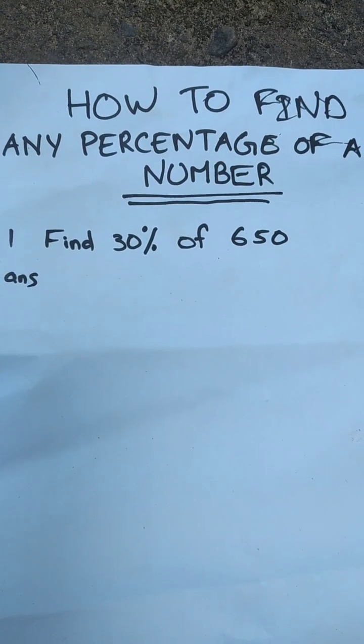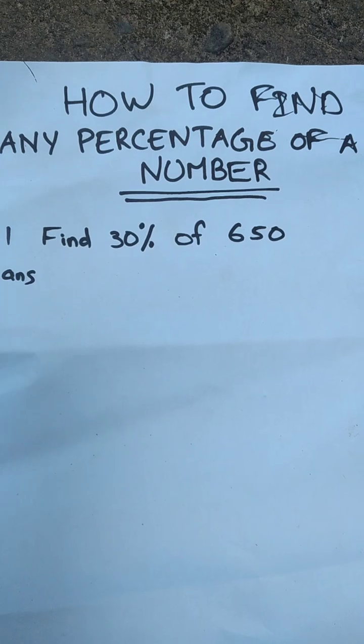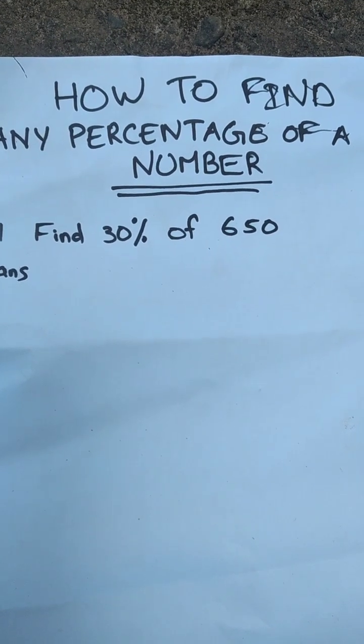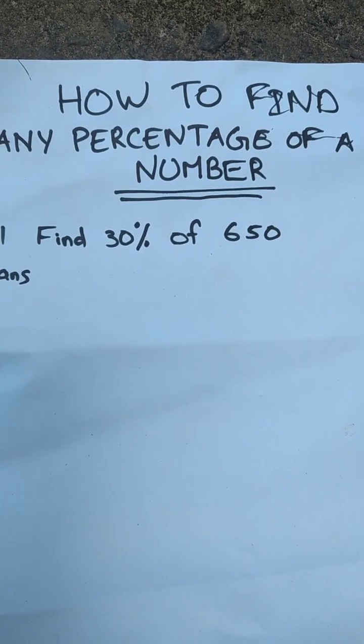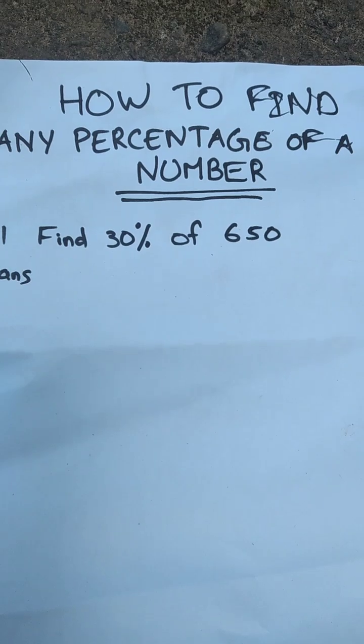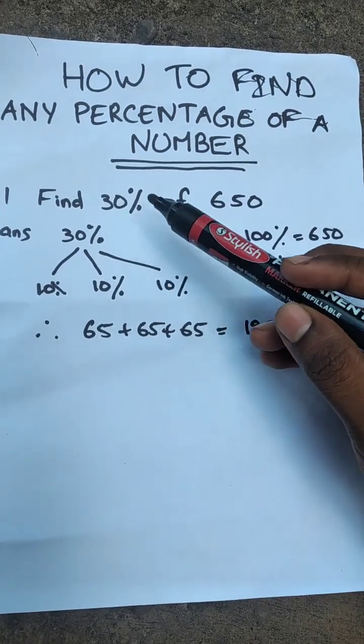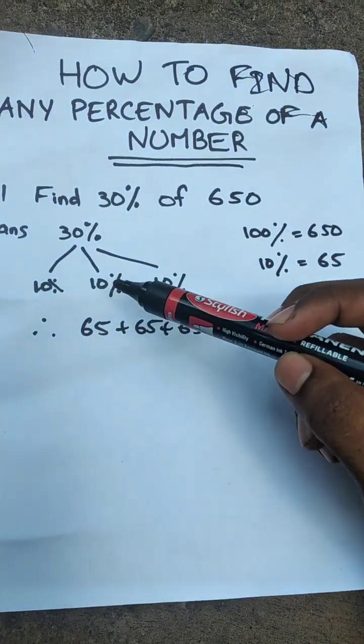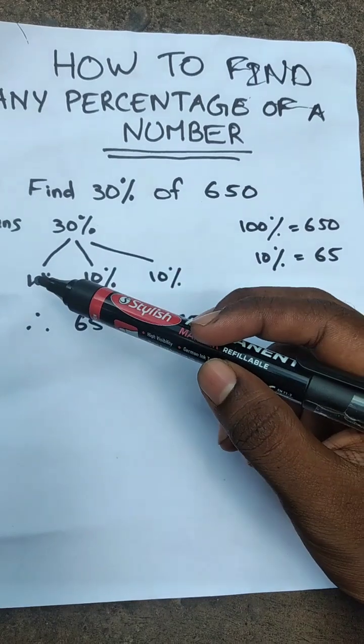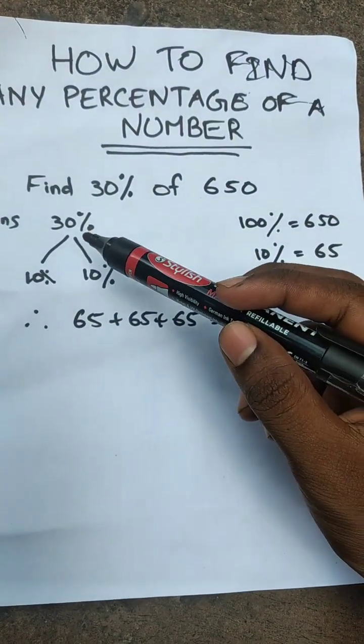So there is a question: how can we find the 30 percentage of 650? So we can move on to the solution. 30% can be written as 10%, 10%, and 10%. 10 plus 10 plus 10 would be 30.